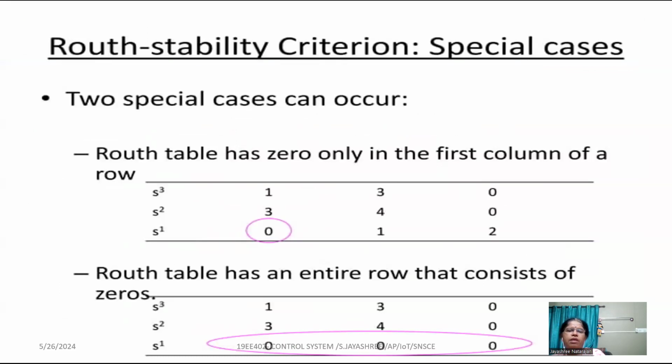So there are two special cases in Routh criterion. One is what happens if a zero appears in the first column. Okay, this is special case one. The second one is what happens if all the elements in a row are zero. So there are two special cases, and we discuss how to find the stability.